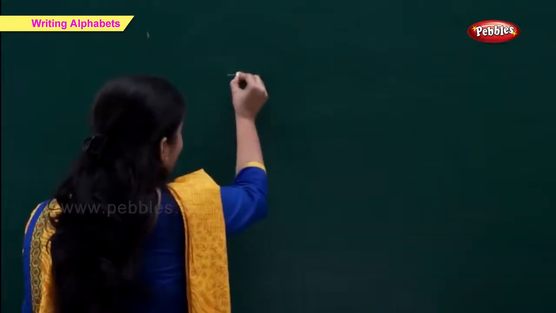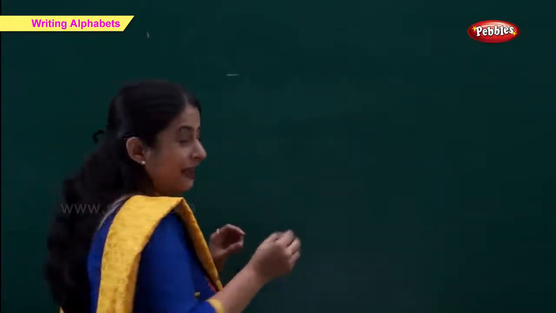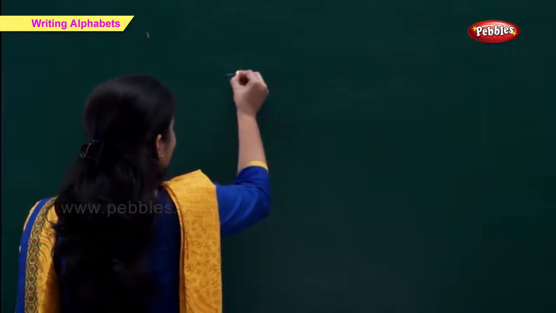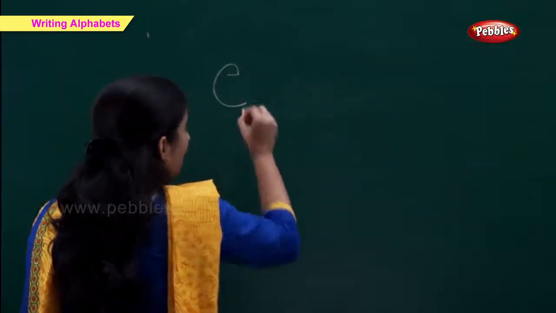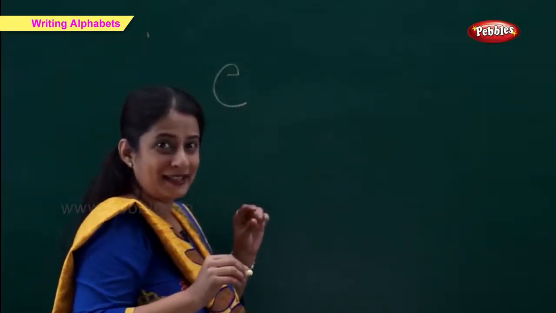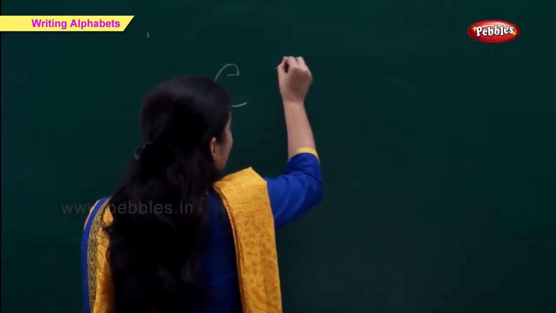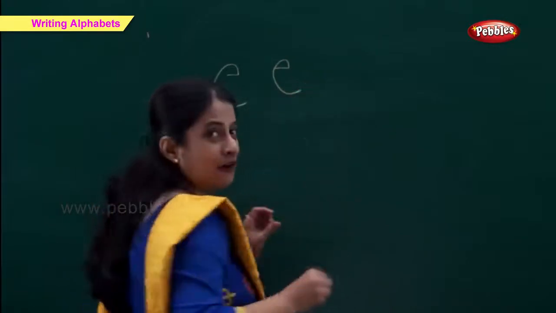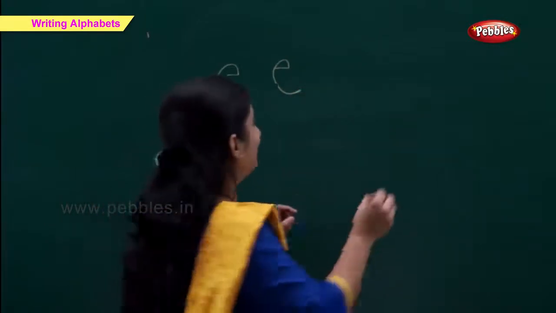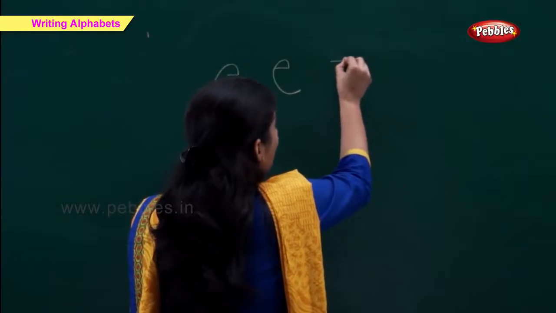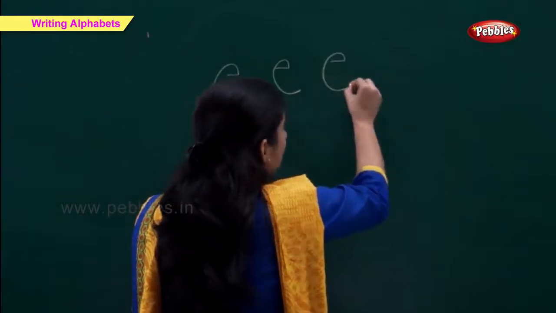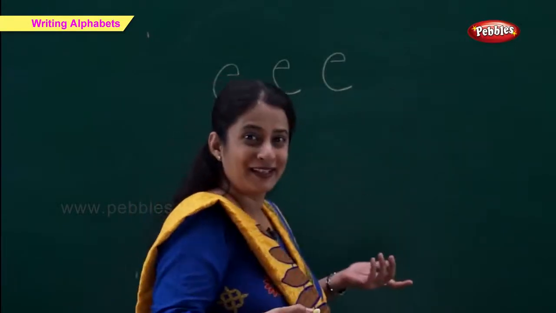Now let's write E. Small e. A small sleeping line with a curve makes E. Again, a small sleeping line with a curve makes small e.